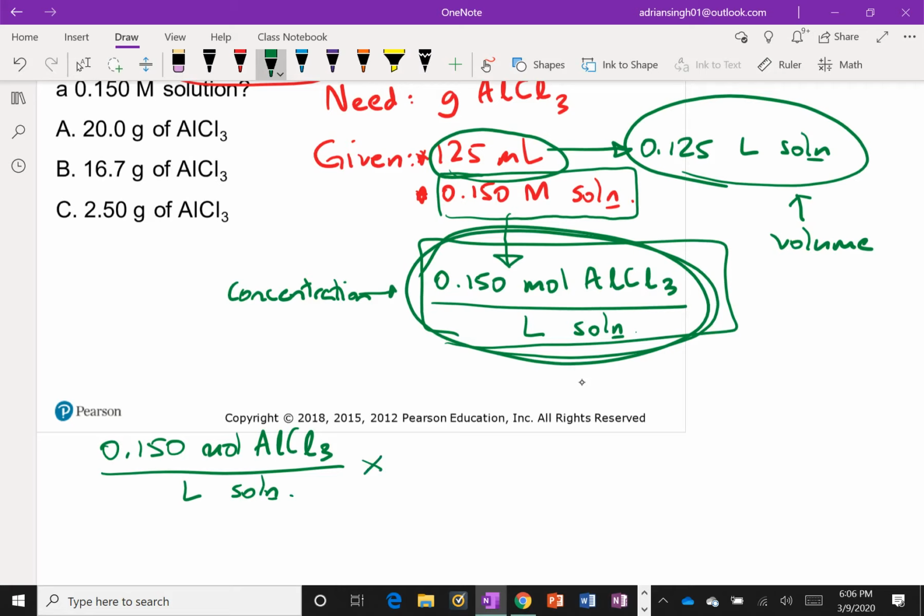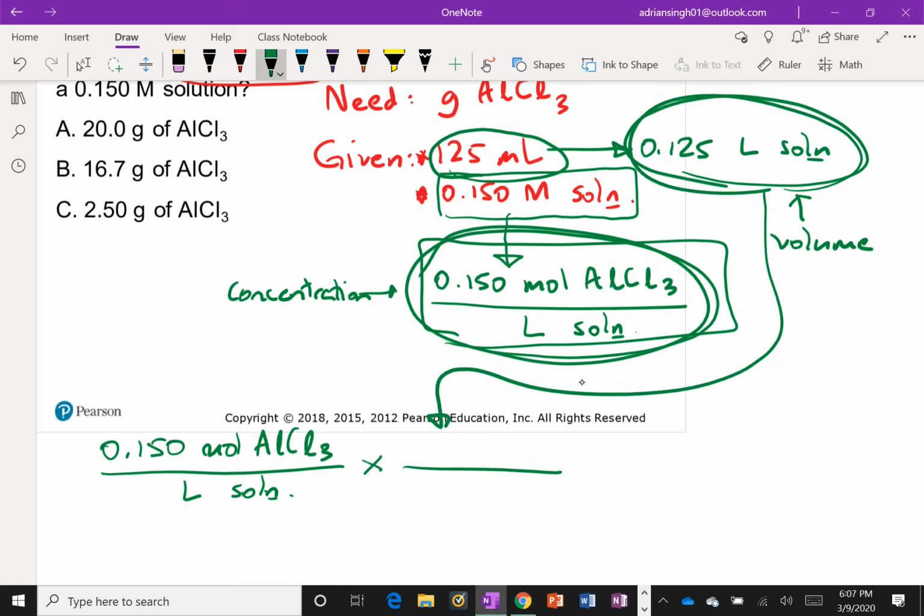Okay, I didn't do any calculation to get that. I just interpreted the concentration in terms of what it actually means. And I can multiply that now by my volume. Now, why do you think I'd want to multiply it by my volume? Because we just said that, even though we can't get to grams, we can get to moles first. In order to get to moles, we would need to cancel out the liters. So we'd multiply it by our volume in liters.